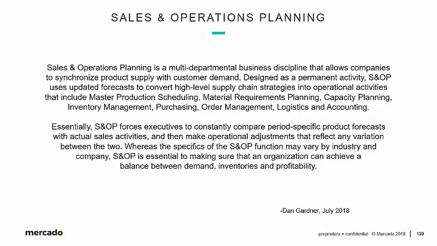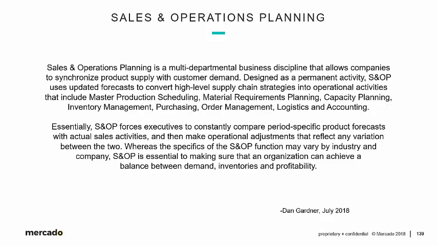We saw a definition previously. Let's hit it again. Sales and operations planning is a multi-departmental business discipline that allows companies to synchronize product supply with customer demand. Designed as a permanent, ongoing activity, S&OP uses updated forecasts to convert high-level supply chain strategies into operational activities that include master production scheduling, material requirements planning, capacity planning, inventory management, purchasing, order management, logistics, and accounting. Basically everything that goes on in an organization.